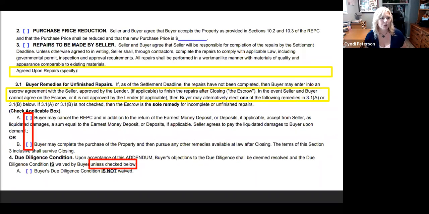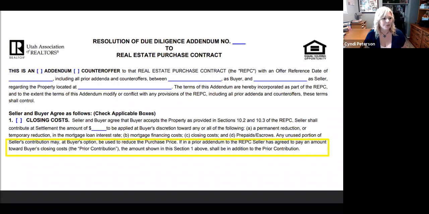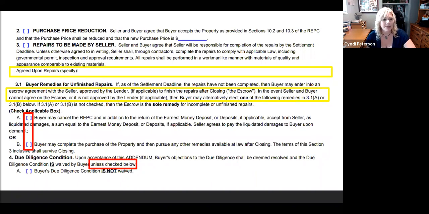Okay, so number 2 is the purchase price. Basically, what they can do is you can see they can choose which one. They can choose number 1, which is the closing costs that they can use towards whatever they want. Number 2 would be a price reduction.